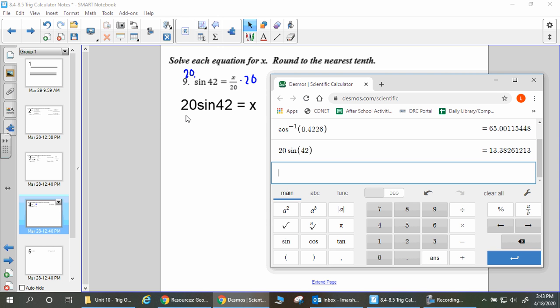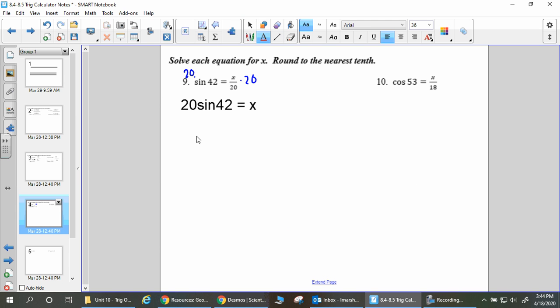The key is not to clear your calculator in the middle. We all should have this same decimal, 13.3826, and so on. It says round to the nearest tenth. So the 8 is going to bump my 3 up to a 4, and so I'm going to get 13.4 equal to x.